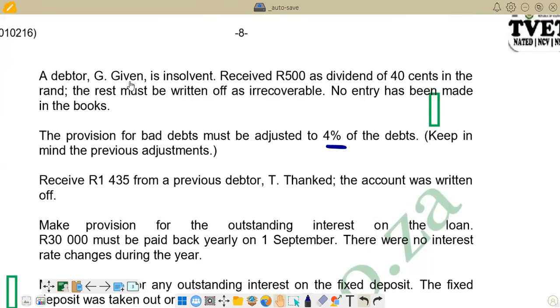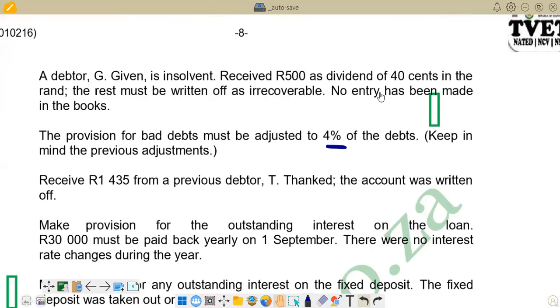There's an adjustment here: a debtor is insolvent, and we received 500 as a dividend of 50 cents in the rand. The rest must be written off as irrecoverable. No entry has been made in the books. So the 500 was the amount that was received. It represents a decrease in the figure for debtors control, so we subtract that 500 because it was paid. Remember, debtors represent the amount that customers owe us. So when they pay, that figure will be reduced.